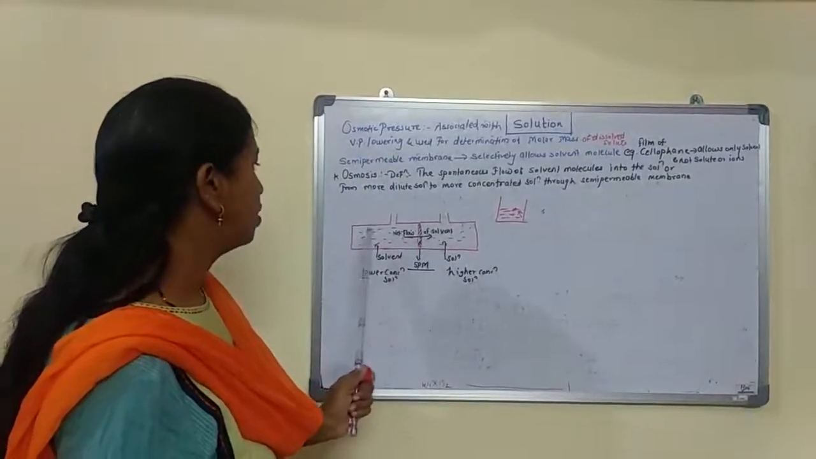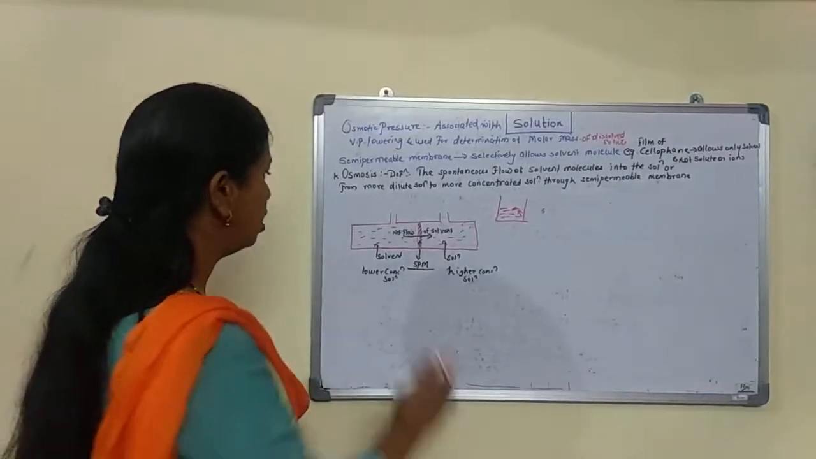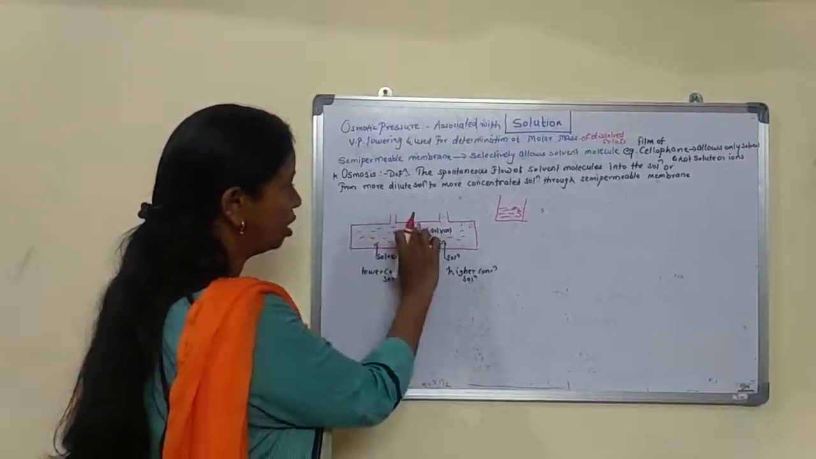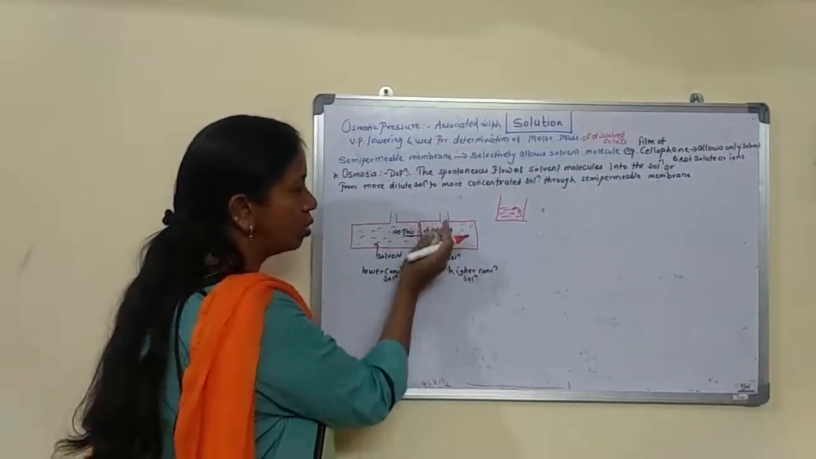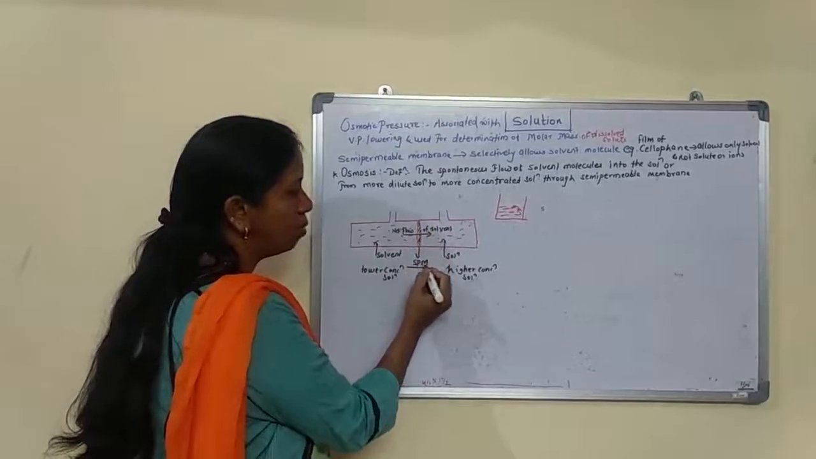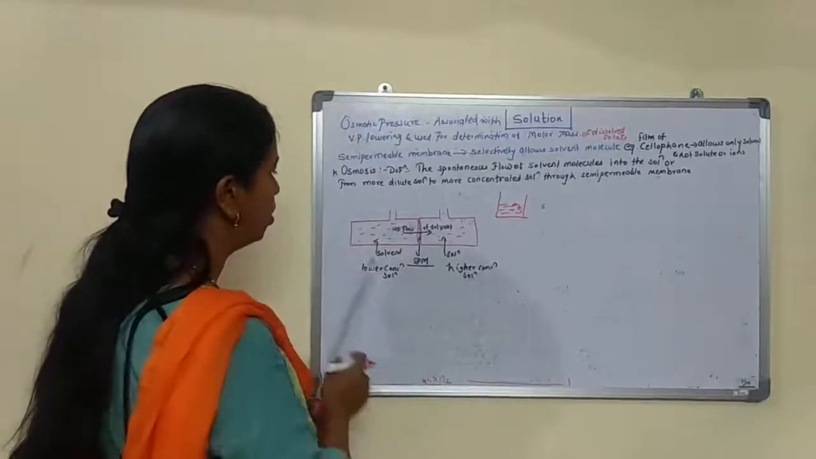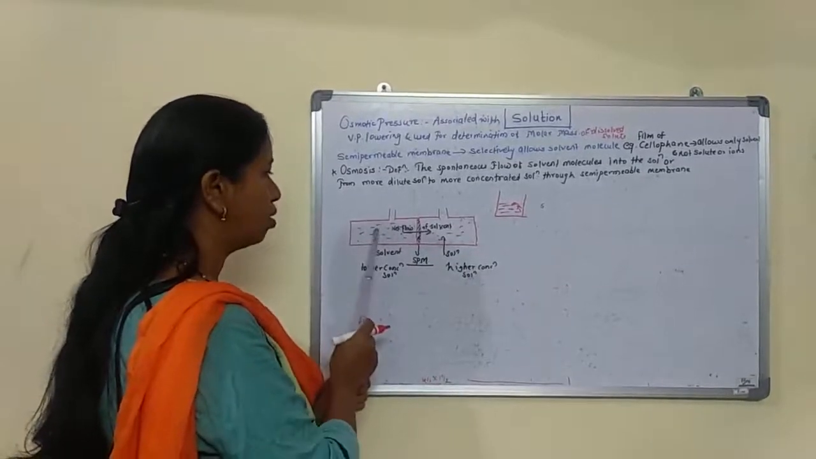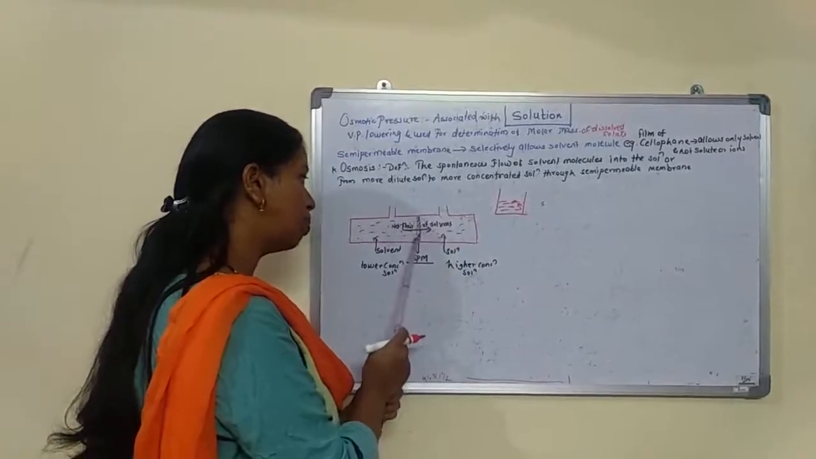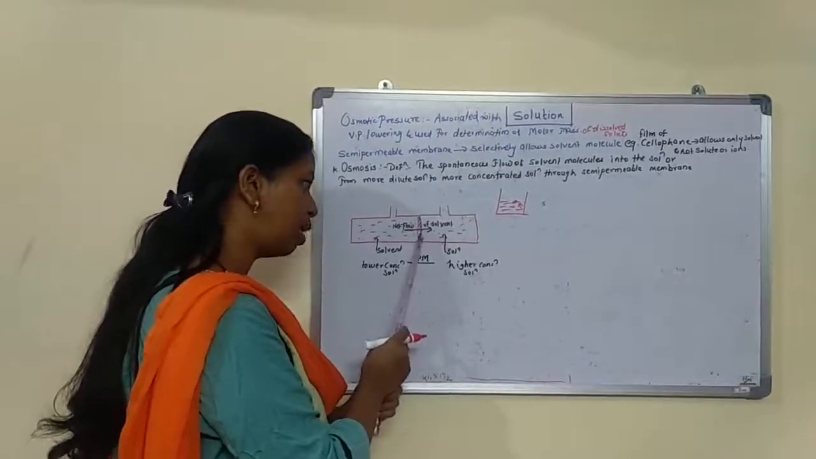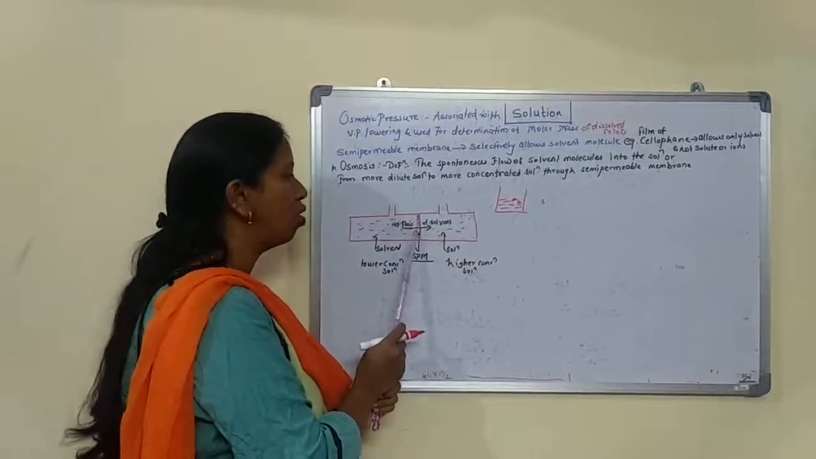So there is one more diagram. Here we can see the solvent molecules in one container, and the solution in another container, and these two containers are joined with a semi-permeable membrane. That SPM is nothing but the semi-permeable membrane. Now here we can see that the solvent molecules from the first container are passing through the semi-permeable membrane, because the semi-permeable membrane has pores which only allow the solvent molecules.